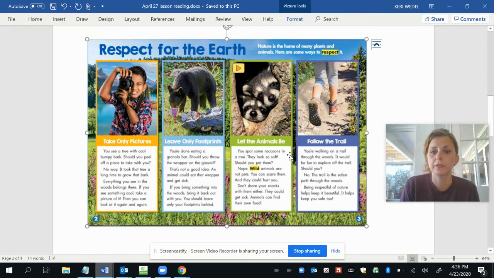Follow the trail. You're walking on a trail through the woods. It would be fun to explore off the trail. Should you? No. The trail is the safest path through the woods. Be respectful of nature. Being respectful of nature helps keep it beautiful. It helps keep you safe too.